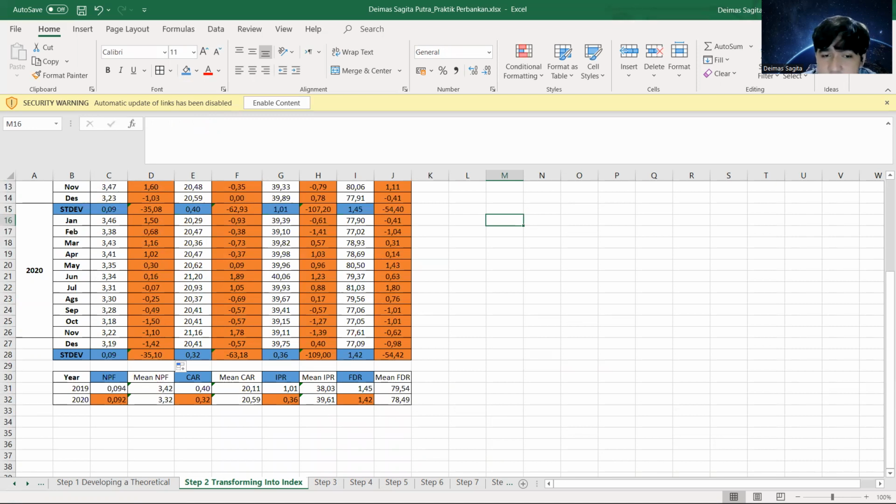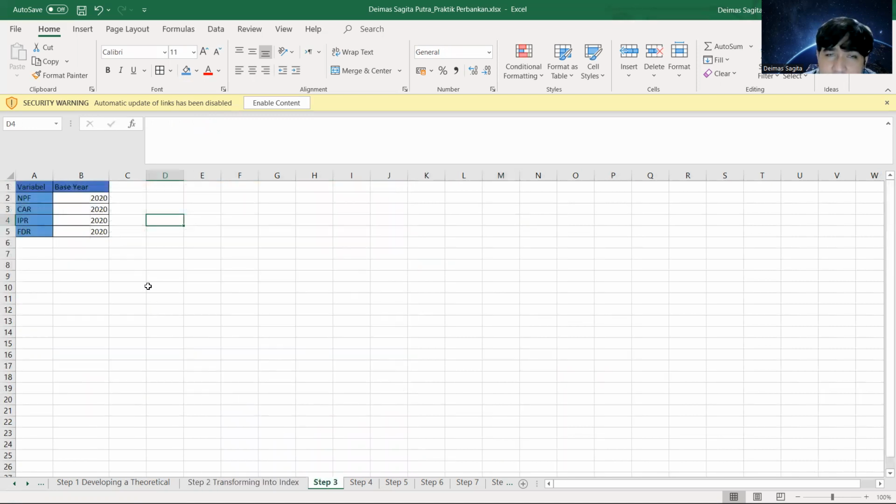Okay, we continue to step 3. In step 3, we just select our base year. Here we use 2020 because 2020 is the lowest data in our data. So we use 2020 as our base year.